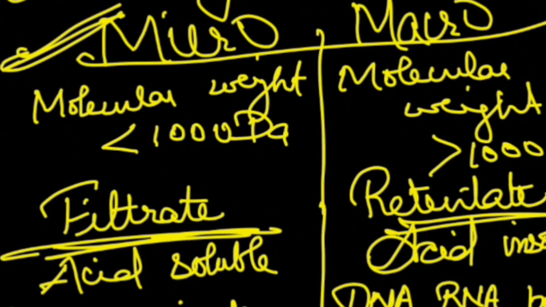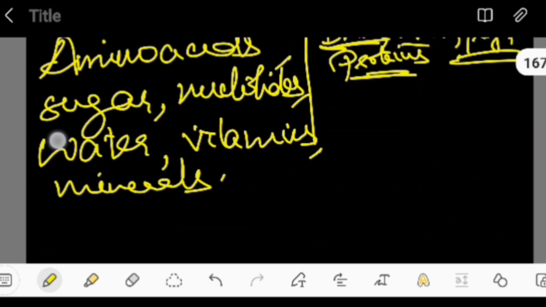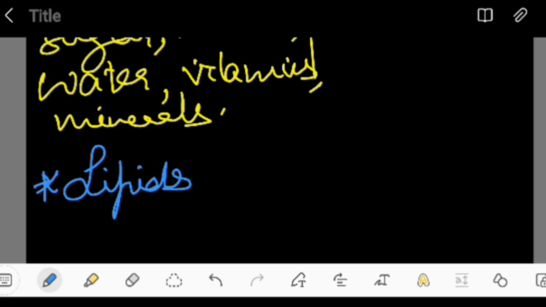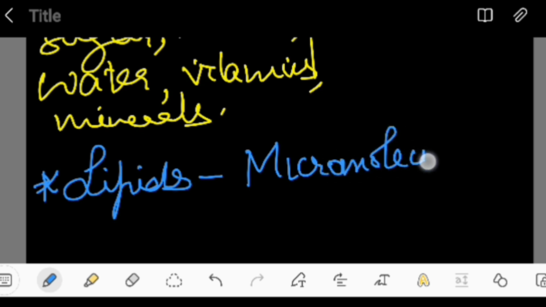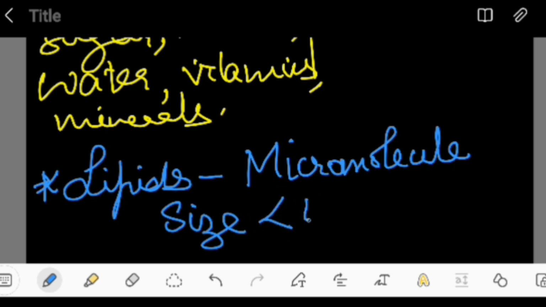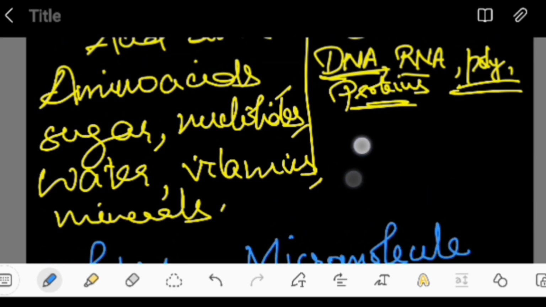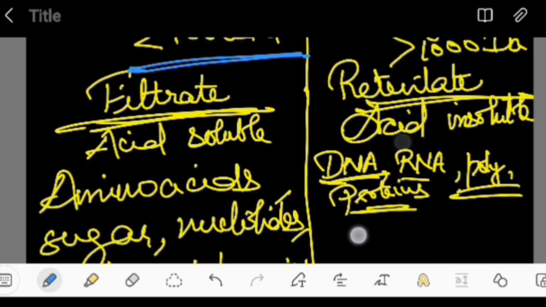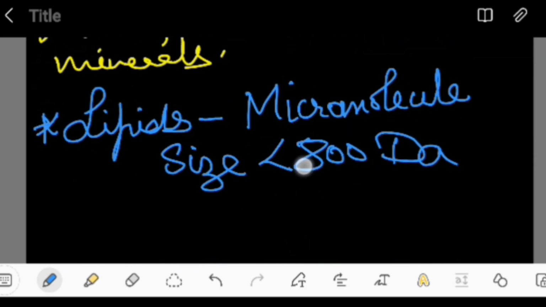Now, an exceptional case which you have to learn here is lipids. We all know about lipids and we learned about lipids. Lipids are a micromolecule, that also we know. Why is it a micromolecule? Because its size is less than 800. Less than 1000 itself comes under micro. So this is less than 800, so it is definitely a micro.